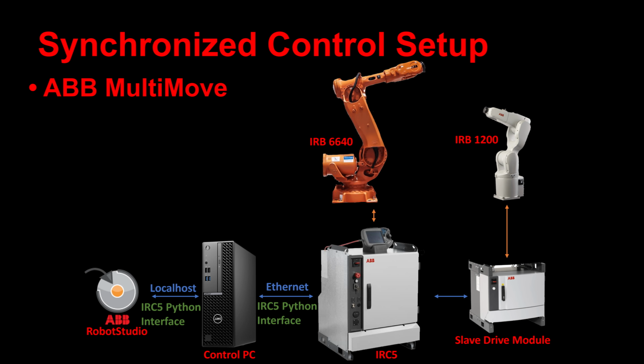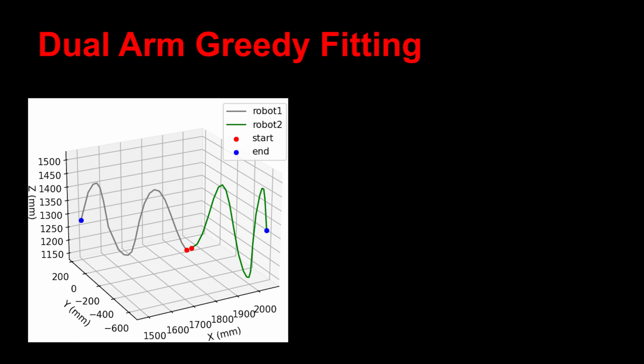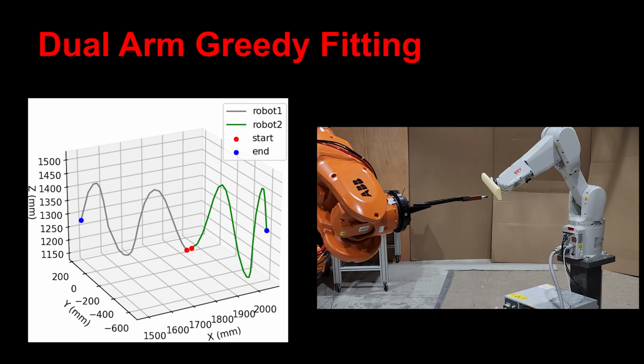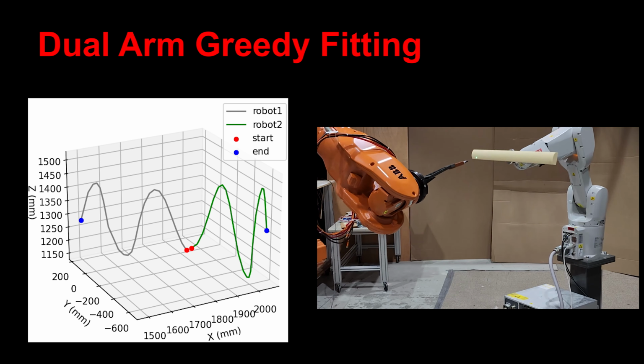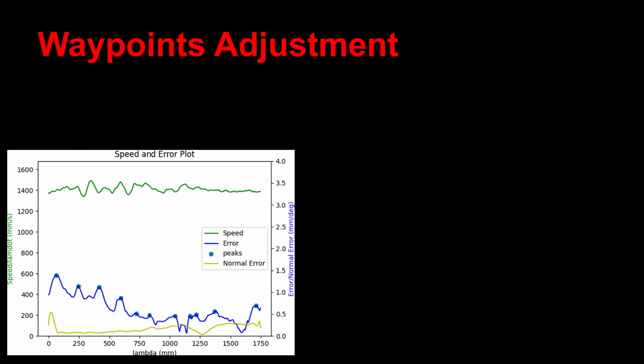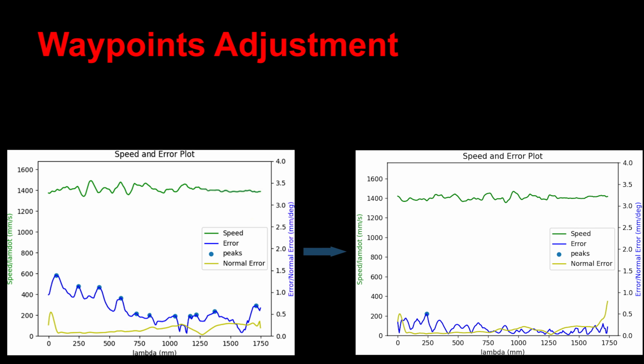We use ABB Multimove to achieve synchronized motion command for both arms, and then apply the greedy fitting algorithm to search for the combination of motion primitives for both arms to achieve the desired relative trajectory. We improve the tracking performance by adjusting the waypoints locations throughout runs. First, through proportional feedback, followed by multi-peak model-based numerical gradient descent on waypoints around large errors.